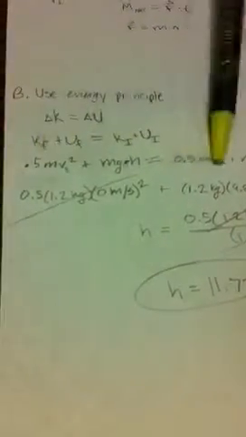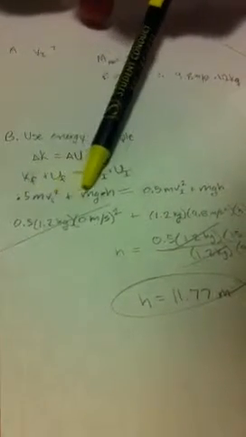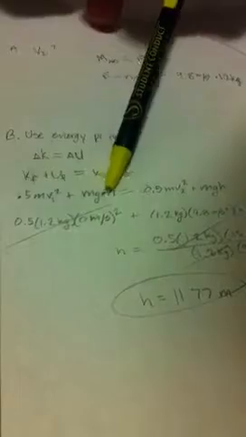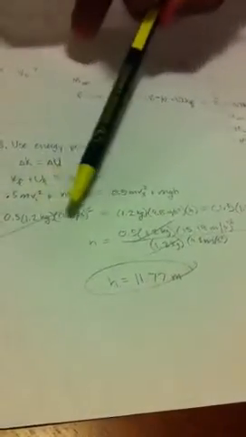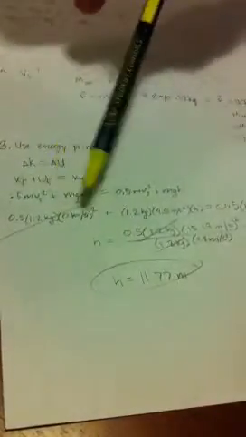Well, first I wrote down the exact equation for this formula, which is 1/2 times mass Vf squared plus mass times gravity times height, and the same thing on the other side, which is the initial. Now I plug in 1.2 kilograms times 0 meters per second squared, because at the top the final velocity is not moving, so it's going to be 0. So that can cancel out.